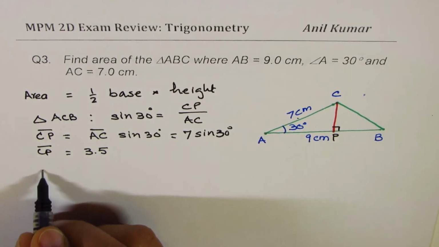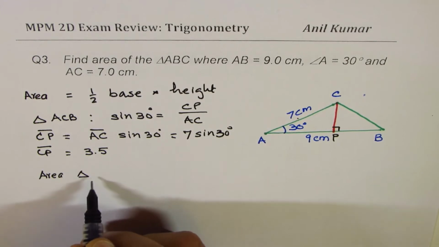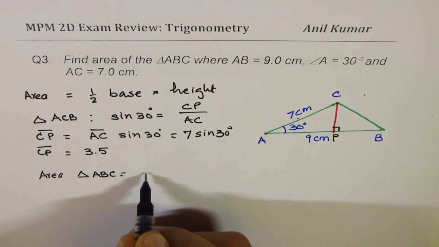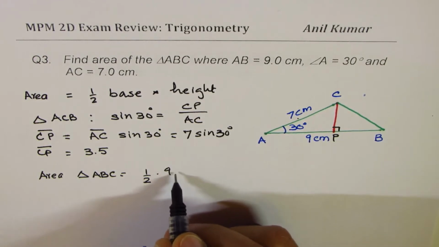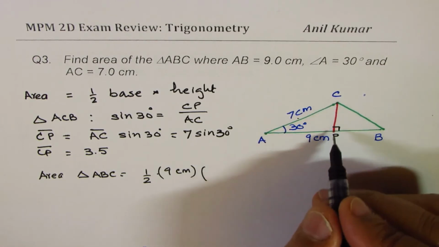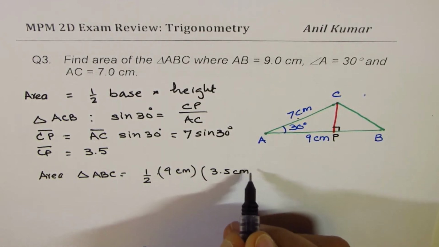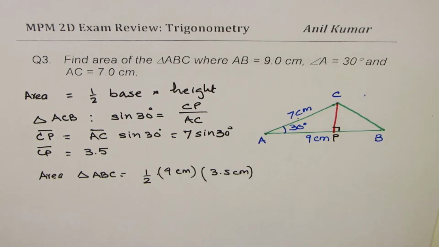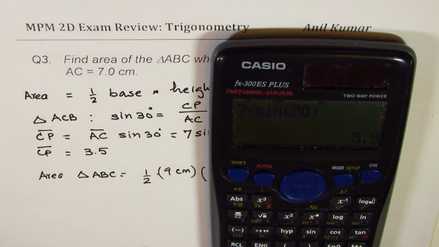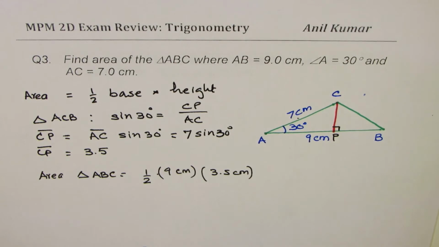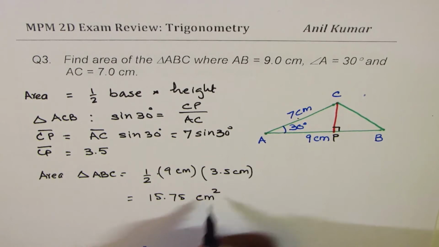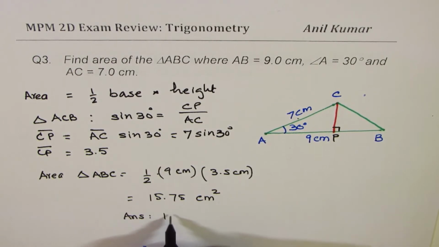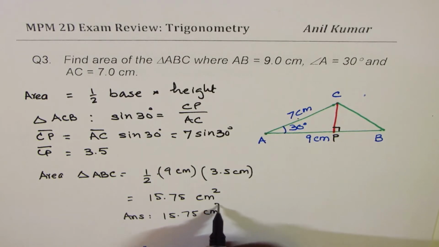Now we can find the area, right? So the area of our triangle ABC is equal to half of the base, which is 9 centimeters, right, times the height, which is 3.5 centimeters, correct? So we get our answer in centimeters squared. So we'll do 3.5 times 9 divided by 2 equals 15.75. So we get 15.75 centimeters squared as the area. So the answer is 15.75 centimeters squared. Perfect.